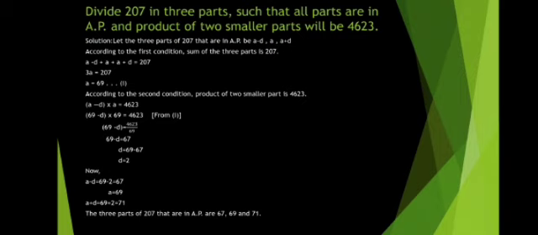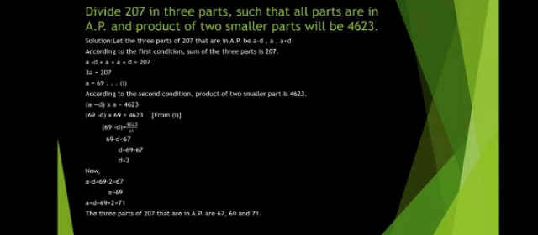Now we'll take 3 to the other side of the equal sign. So we get a is equal to 207 upon 3. If we divide 207 by 3, we get 69. So a is equal to 69. Let's say this is equation number 1.